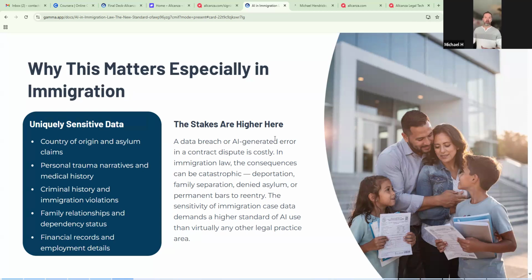The stakes are higher here many times because a data breach or AI-generated error in a contract dispute is costly. In immigration law, it can be catastrophic. In a contract, you could have some loss of money. In an immigration proceeding, you could end up with deportation, family separation, denial of asylum, permanent bars to reentry, all kinds of things that devastate families and individuals. The sensitivity of immigration case data demands a higher standard, right? You can't use these virtually open source available AIs. It's just not a healthy objective here.